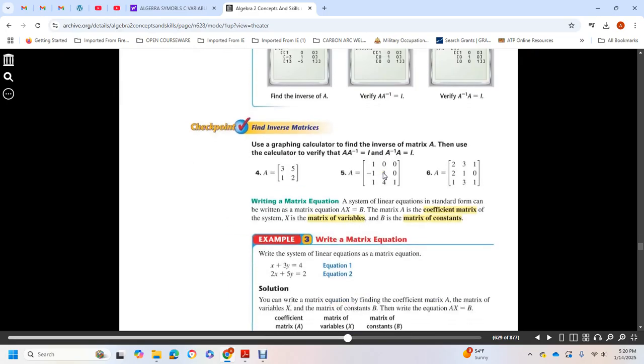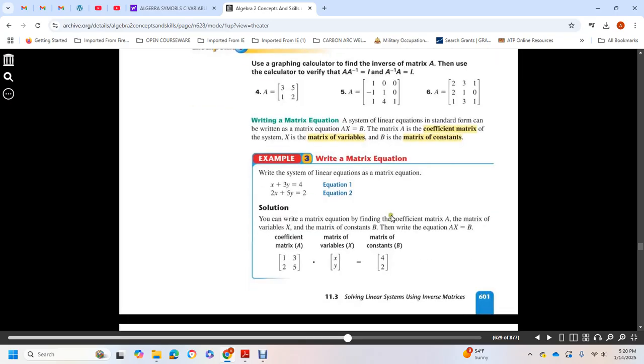Writing a matrix equation: a system of linear equations in standard form can be written as a matrix equation AX equals B. Matrix A is the coefficient matrix of the system, X is a matrix of variables, and B is a matrix of constants. So A would be the matrix of coefficients, X the matrix of variables, X and Y, and the matrix of constants being B.